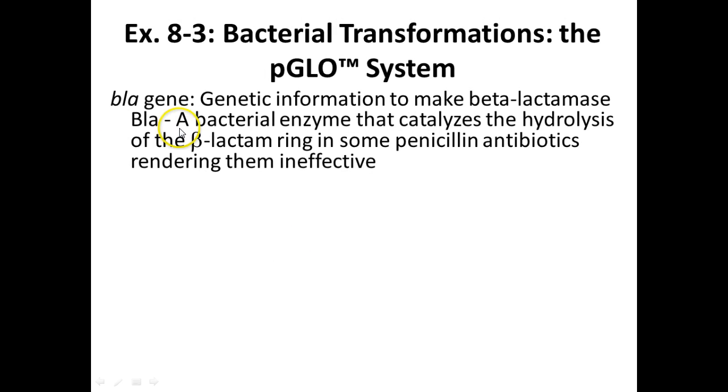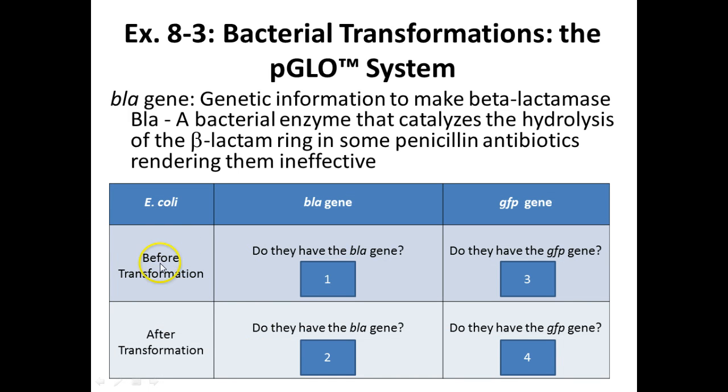Okay. So bla, I mentioned this earlier, right? This is genetic information for beta-lactamase. This is an enzyme that will break the lactam ring that's present in penicillin-like drugs like ampicillin, and it inactivates that antibiotic, so it becomes ineffective. So before transformation, do they have this gene? Does E. coli normally have this gene? No. When we transform them, we're giving it to them, so they're going to have it.